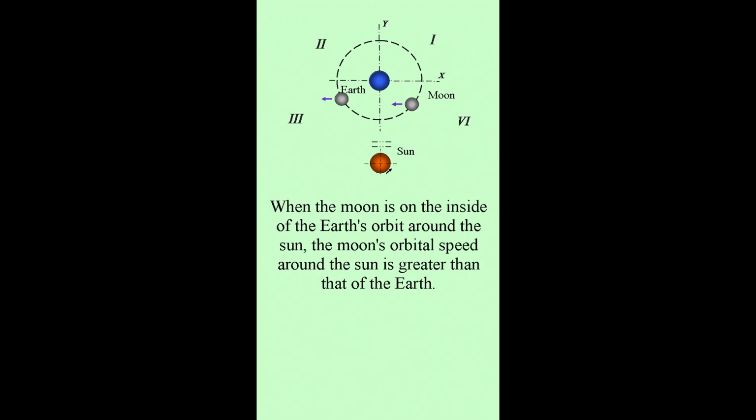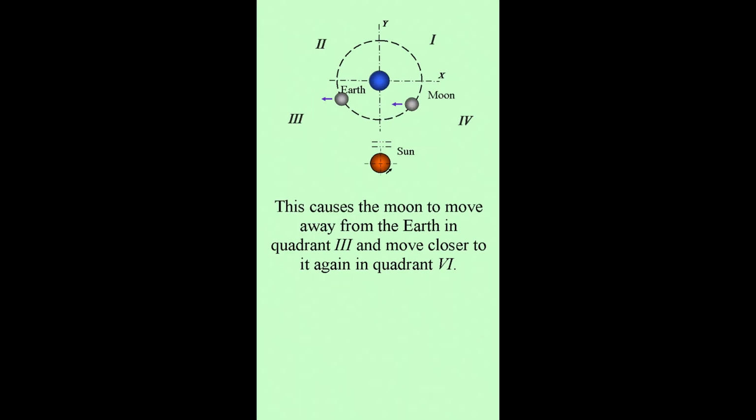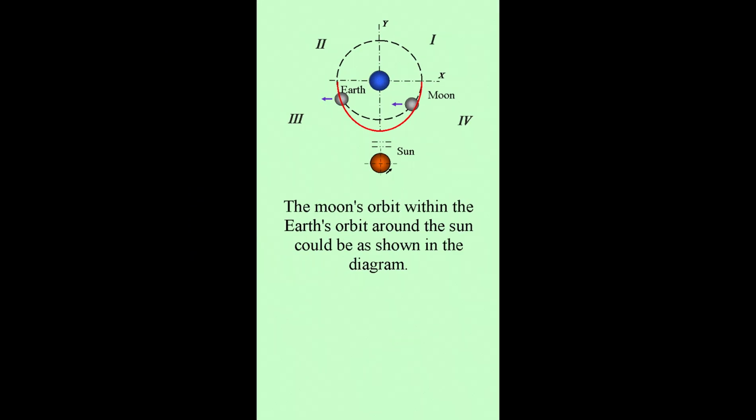When the Moon is on the inside of the Earth's orbit around the Sun, the Moon's orbital speed around the Sun is greater than that of the Earth. This causes the Moon to move away from the Earth in quadrant 3 and move closer to it again in quadrant 4. The Moon's orbit within the Earth's orbit around the Sun could be as shown in the diagram.